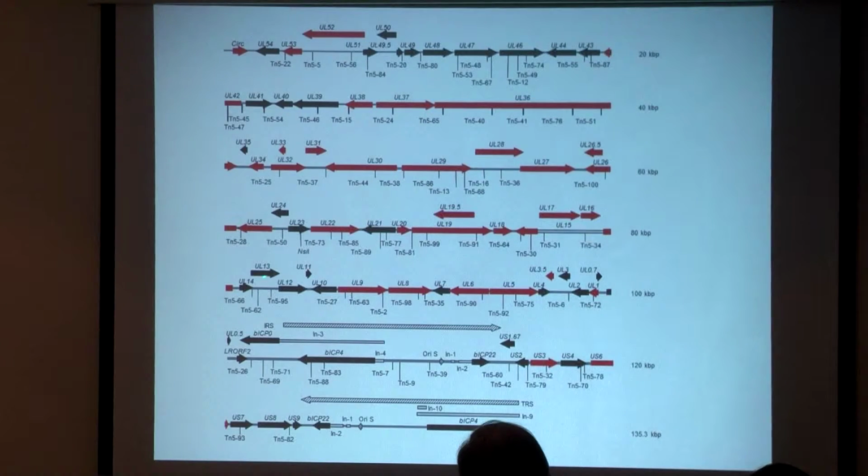This is a map from one of my PhD students, and what we did here was we used transposition to make random insertions into that infectious clone. And those genes that are marked in red are those genes that the virus absolutely requires to grow in the lab. So we know that if we knock out these genes, the virus doesn't grow anymore, so when we're putting in or making deletions, we don't touch these genes. We focus on those ones which are shown in black.